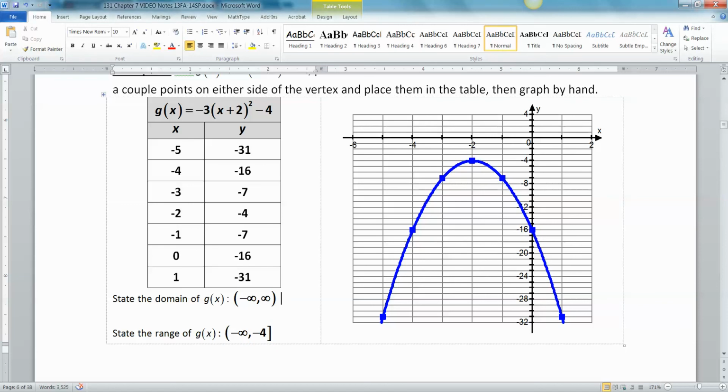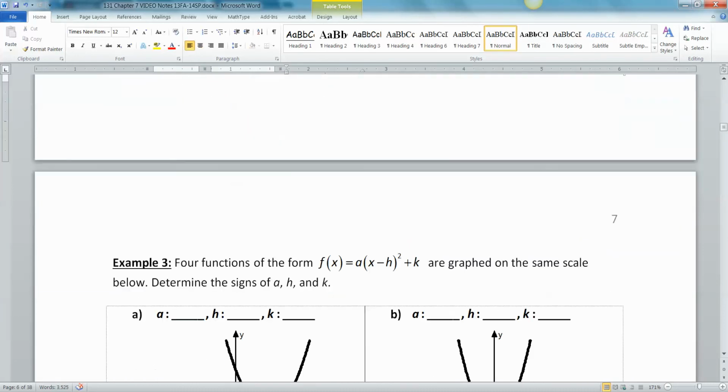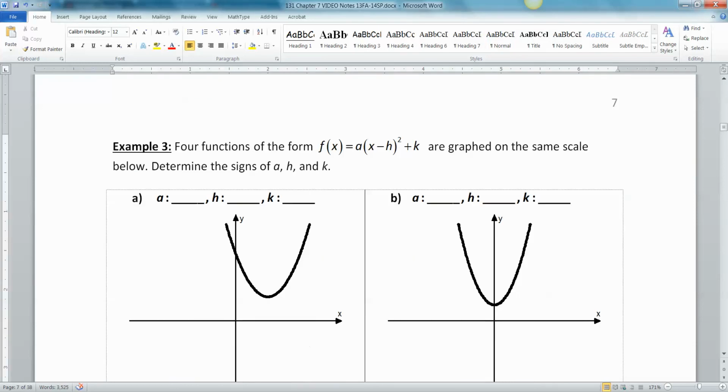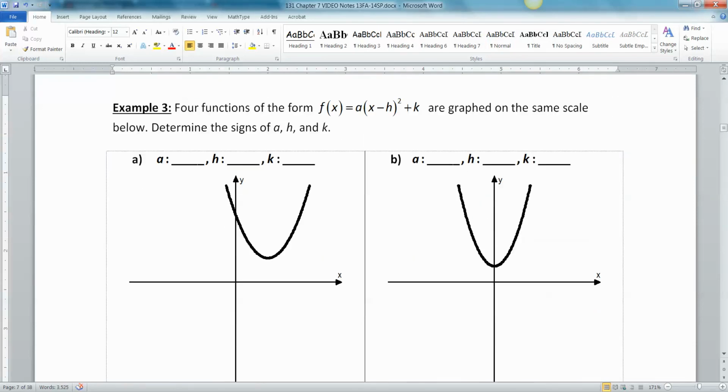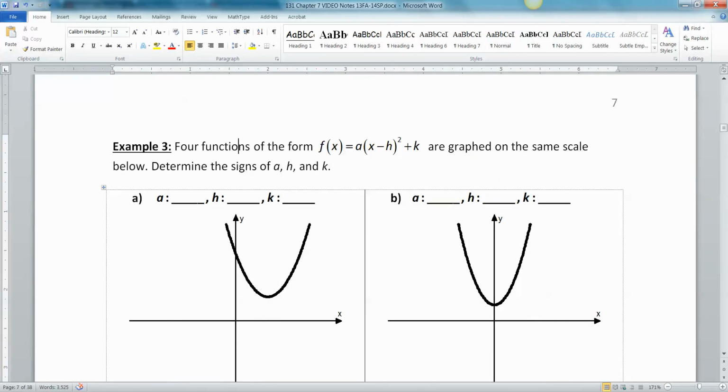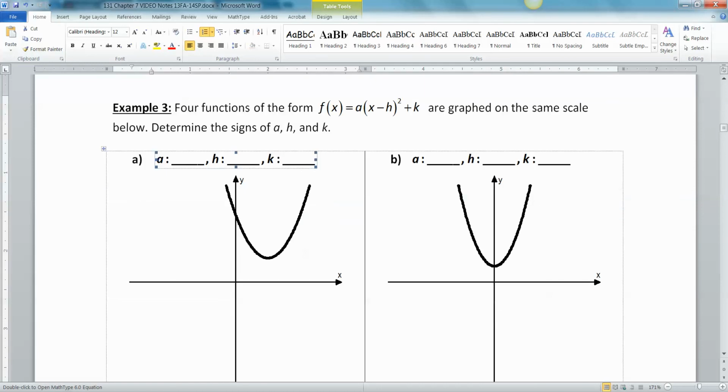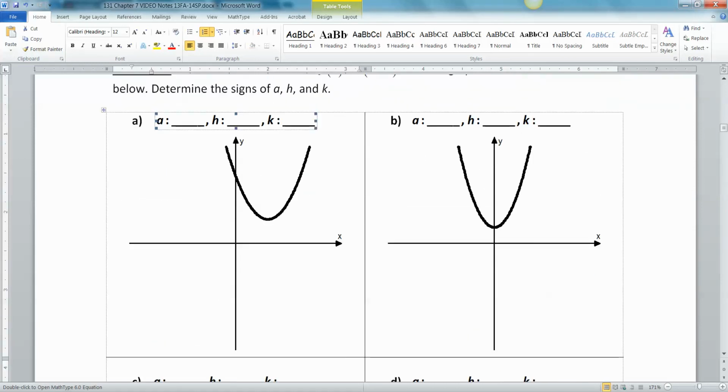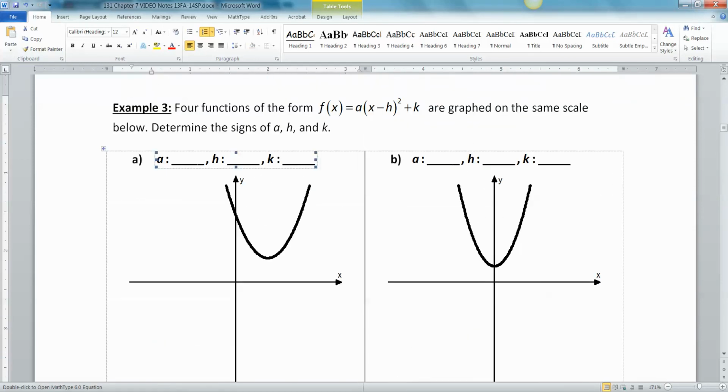Okay, so negative infinity to infinity for the domain. That's left to right. Range is down to up, so it goes forever downwards, that's negative infinity, and it stops at -4 on the upward side. All right, we're done with that problem. Let's move on to the last one, which is just understanding A, H, and K from a different angle. So you're trying to figure out, is A positive, is H positive, and is K positive or negative?